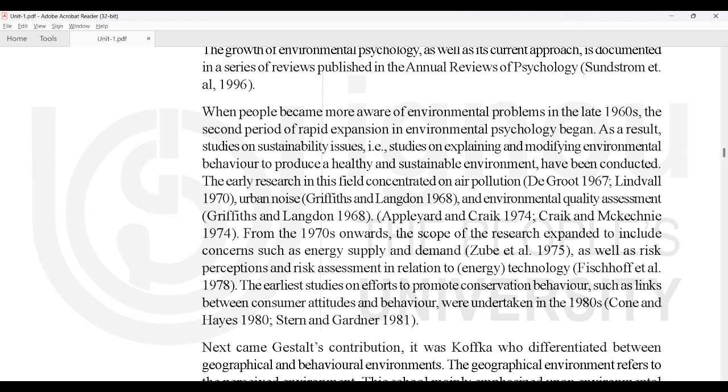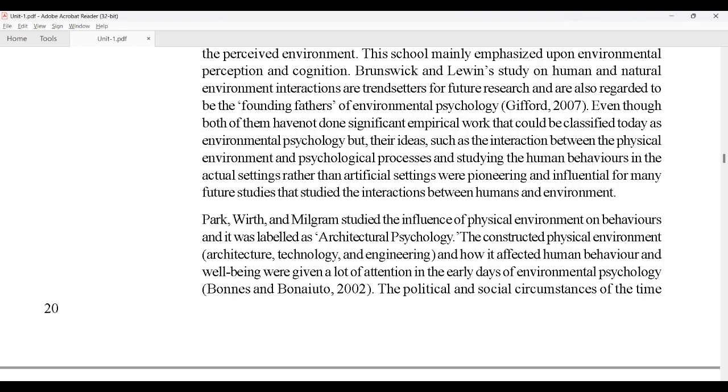It was Koffka who differentiated between geographical and behavioral environments. The geographical environment refers to the perceived environment. This school mainly emphasized environmental perception and cognition. Brunswick and Lewin's study on human and natural environment interactions are trendsetters for future research and are also regarded to be the founding fathers of environmental psychology.